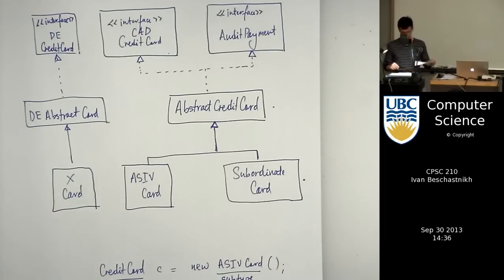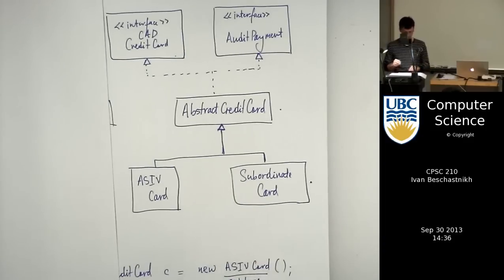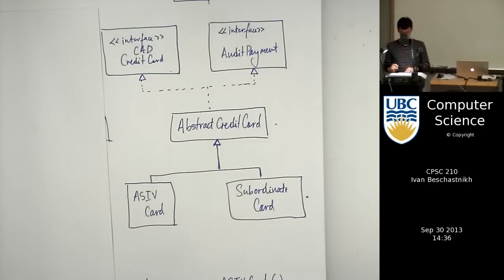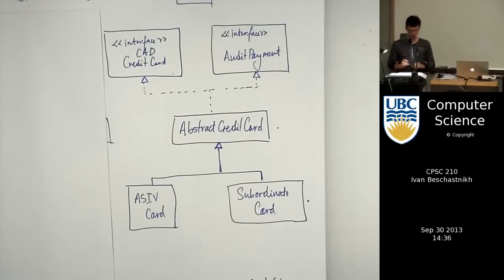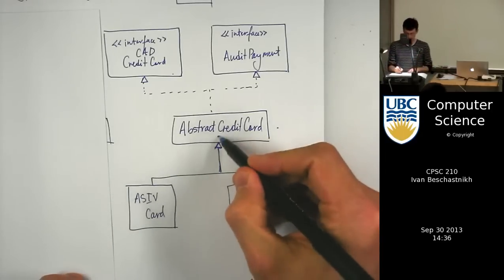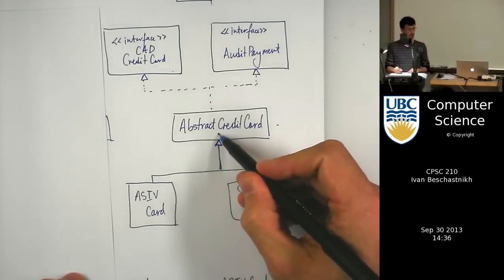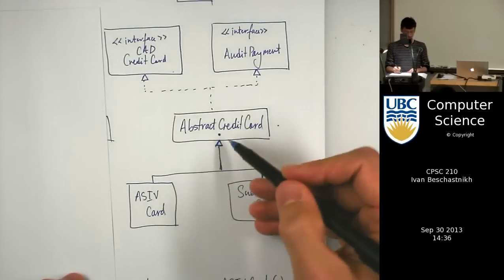Let's forget about these additions to it. So this is my type hierarchy. And remember that my credit card allows me to authorize an amount. Let's say it's just this double amount of currency. And this authorized amount, I have some implementation for it here in my abstract credit card.